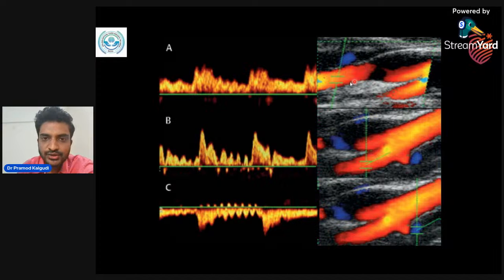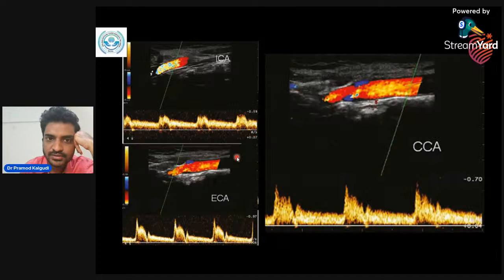So this will show you the Doppler spectrum of the internal carotid artery. This is from the external carotid artery. This is from the thyroid artery. So when you tap the thyroid gland and put your probe on the thyroid artery, it gives you a fluctuation. And here, this is an external carotid, where when you tap on the superficial temporal, it gives you the fluctuations.